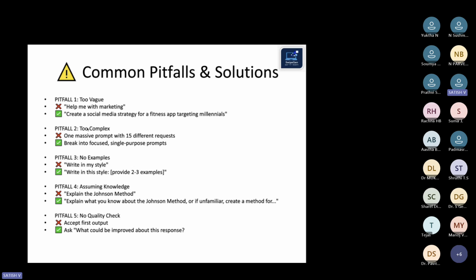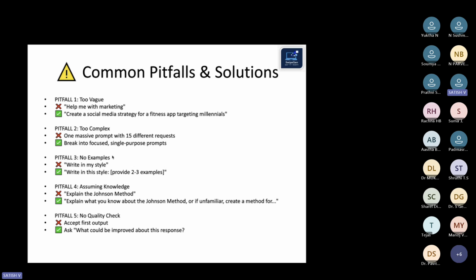Next, the second one is we sometimes make the prompt too complex. Let's say in a single prompt, we put all 15, 16 requests at a time and expect ChatGPT to give the answer. That is how it will not work. What we have to do is be more focused. We need to split the prompts and segregate the purpose so that it can give us even better outputs.